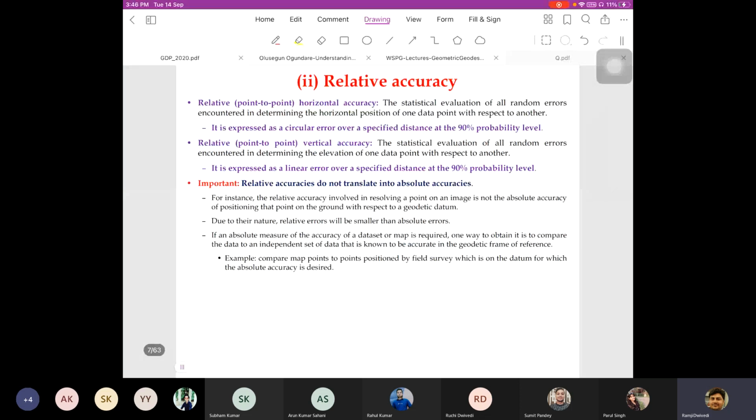What is important to focus on here is that relative accuracies do not translate into absolute accuracies, and you have certain examples for that. For instance, the relative accuracy involved in resolving a point on an image is not the absolute accuracy of positioning that point on the ground with respect to a geodetic datum. Due to their nature, relative errors will be smaller than absolute errors. If you compare map points to points positioned by field survey, which is on datum, for which absolute accuracy is desired, generally you work with relative accuracy; it is safer to work with that. You will see a lot of examples also in order to perform these statistical evaluation tests.